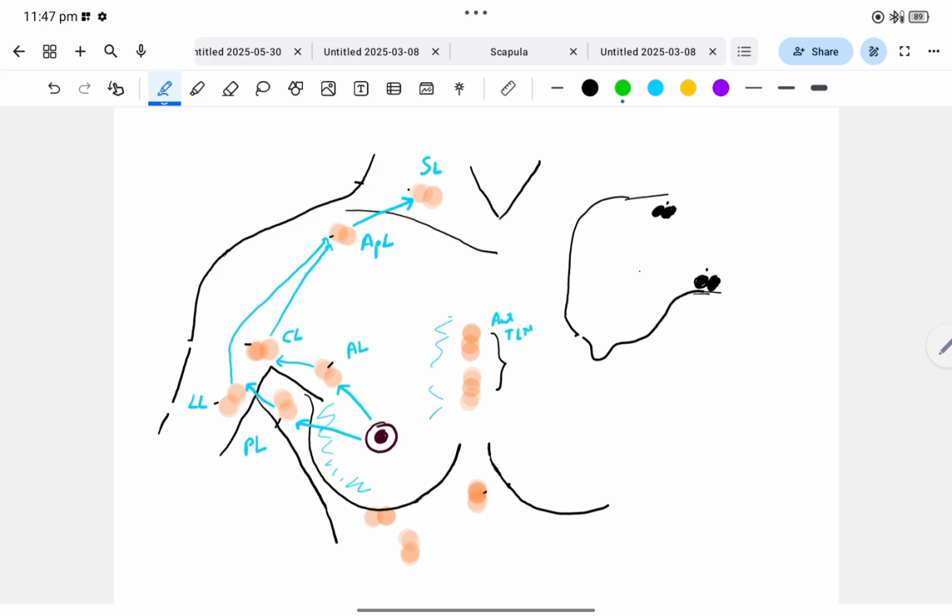A plexus of lymph vessels is present deep to the areola. So this was the areola. A plexus of lymph vessels is present deep to the areola, that is known as the subareolar plexus of Sappey. This is an important point, that the subareolar plexus of Sappey is present deep to the areola.